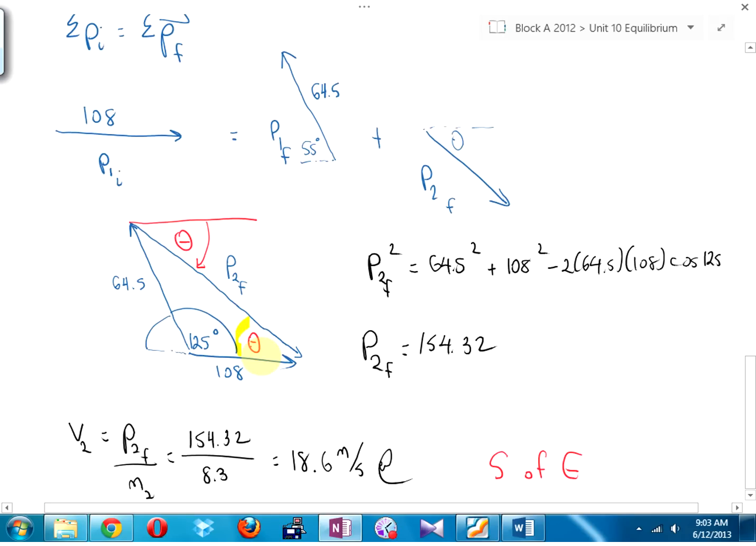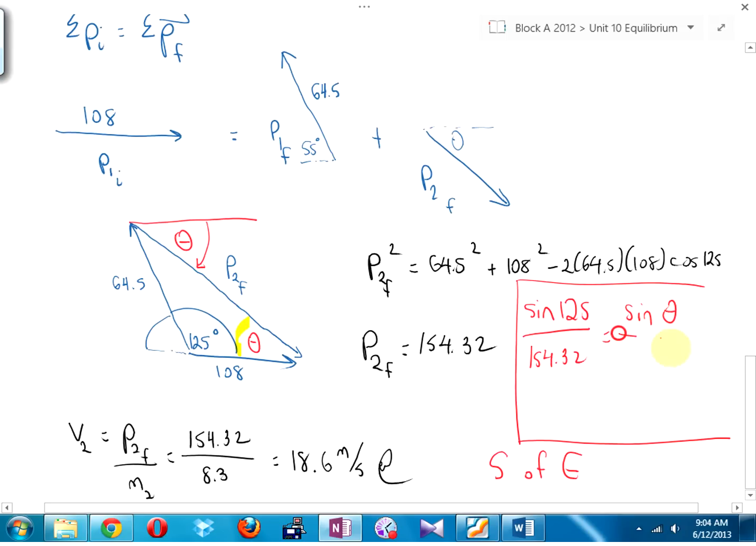Sine law. I'm going to do it right here because I got room and I'm trying to cram space in. It's going to be the sine of the angle that we know. What's the angle that we know? Divided by the side across from it, which we now know. It's momentum 2 final. This is why I said carry a few extra sig figs, by the way, as well. 154.32 equals the sine of the mystery angle that we don't know divided by the side across from it, which I know, 64.5.